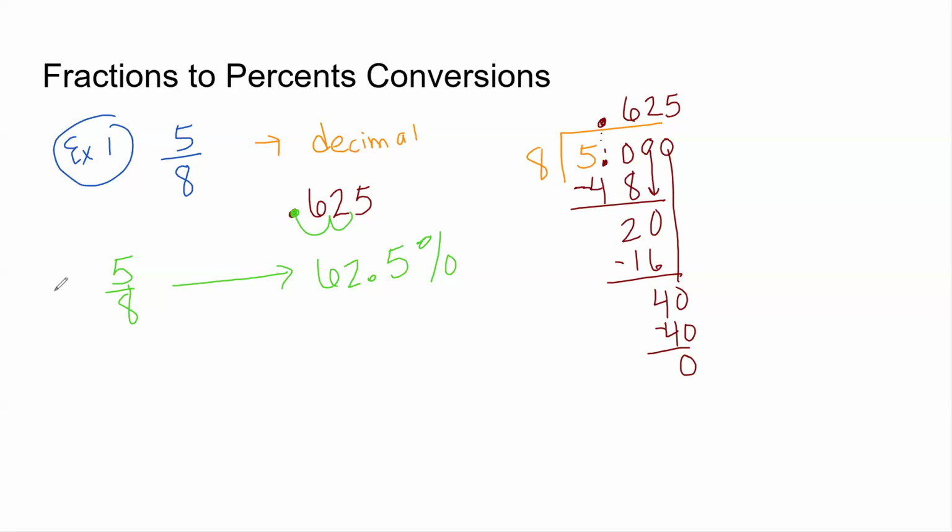Now, sometimes though, we can get it to be 100 and we don't have to do all that. So here's a prettier example. What if we had 4 out of 25, 4/25ths? Now we could do the long division and that will work.